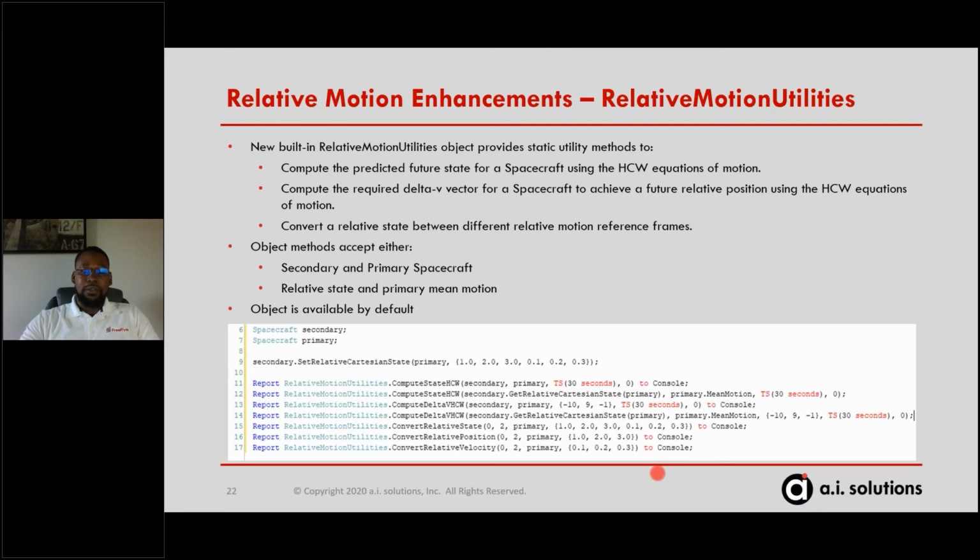So again, all of this is built into FreeFlyer. You don't have to create it. It's a simple object to access and use, and provides a lot of power and flexibility, especially when you are configuring or evaluating when or how to maneuver into a relative state.